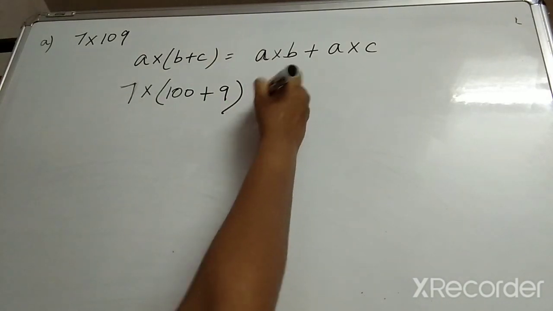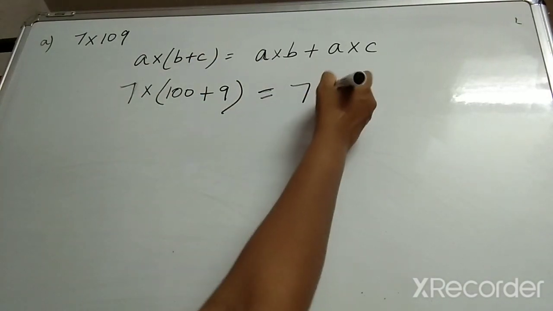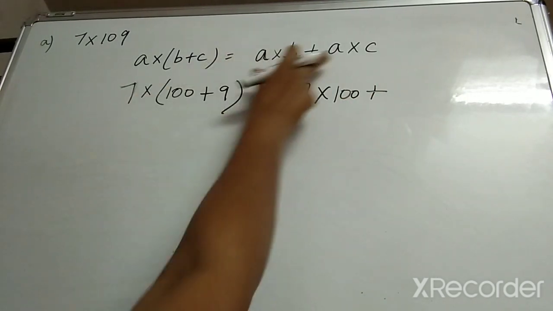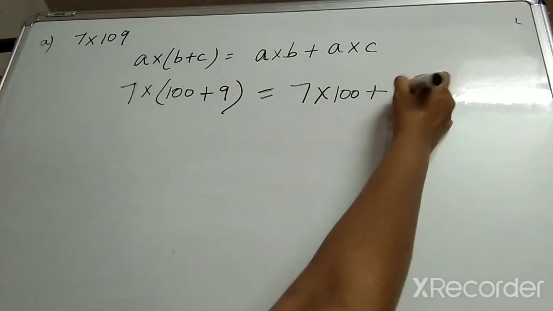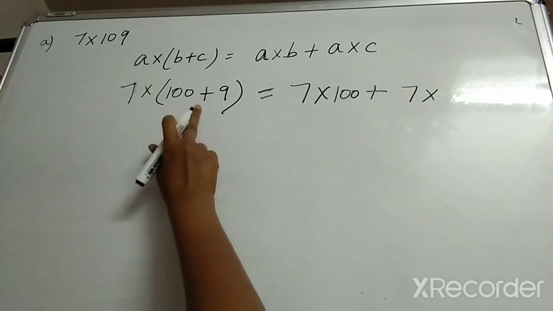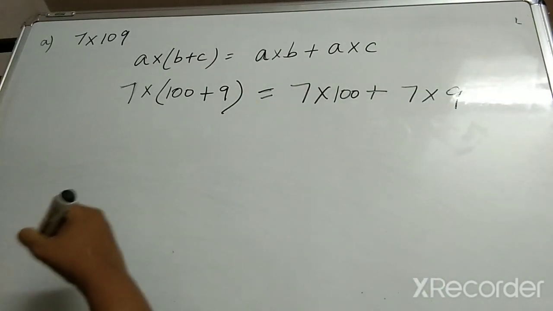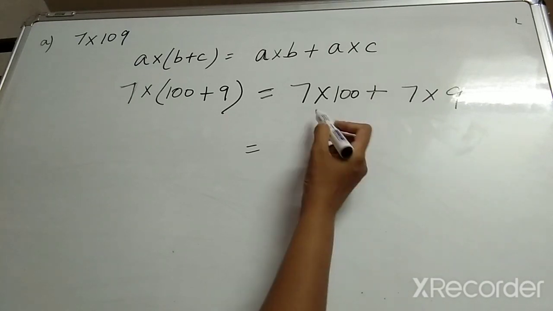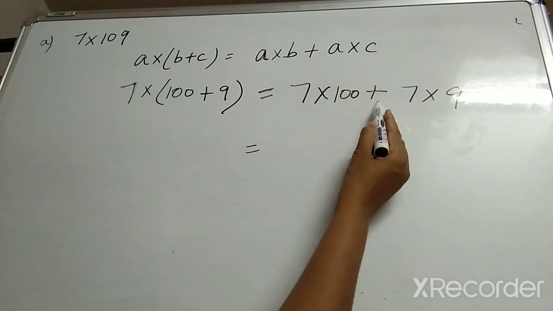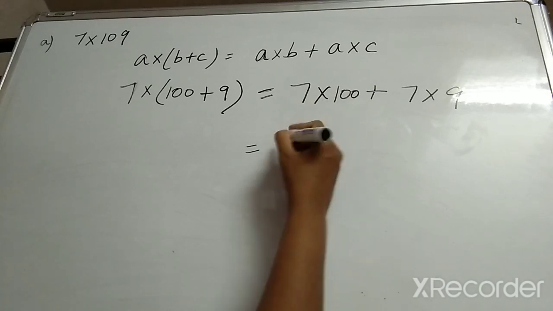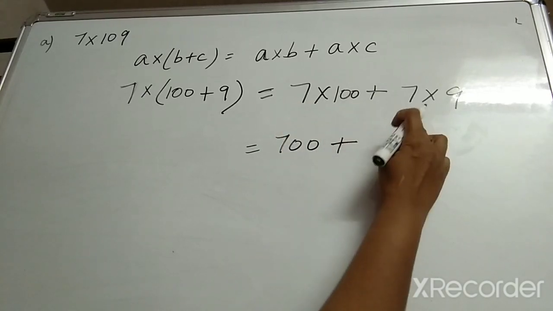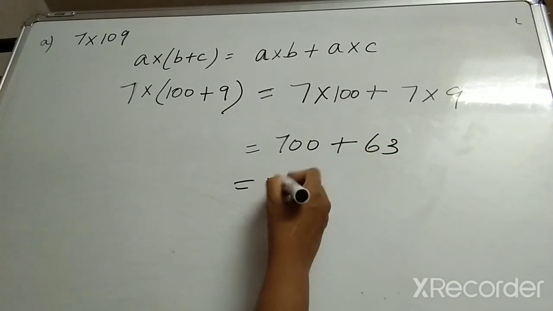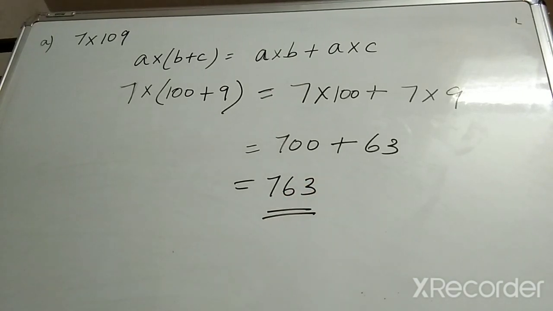Clear, children? So A is 7 here. 7 into, what is B? 100. So 7 into 100 plus, A into C. So again A is 7 into, what is C? 9. Clear? Now, I told you BODMAS, no? First we have to do multiplication, then only comes addition. So 7 into 100 will be 700 plus 7 nines are 63. So 700 plus 63 is 763.